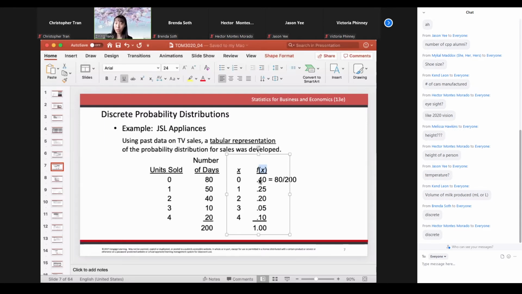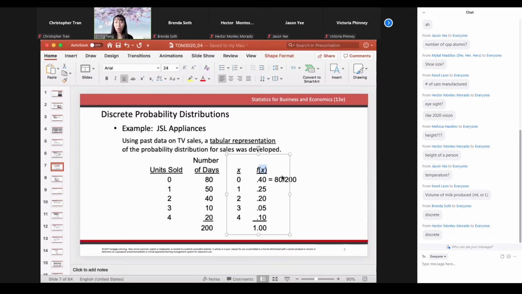So now we calculate the probability, or again, we say the relative frequency, by using the frequency of 80 divided by the total frequency of 200. So we got 0.4 for x equals 0. But the frequency of x equals 1 is only 50. So 50 divided by 200, then we got this relative frequency of 0.25. And then we calculate for the rest.